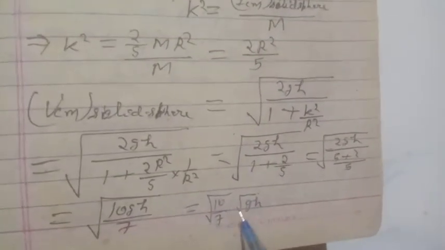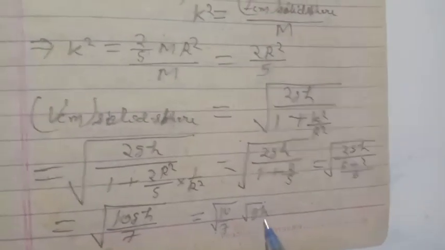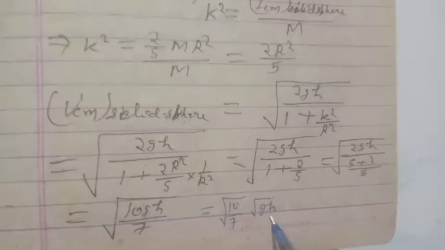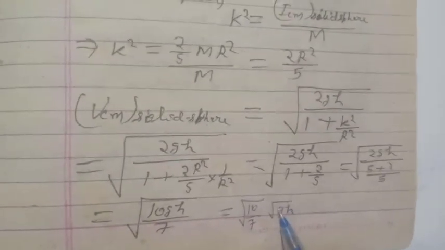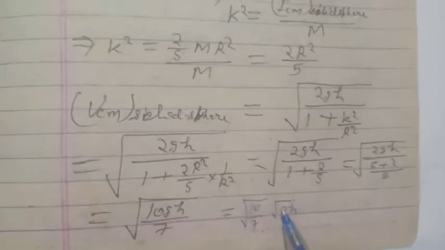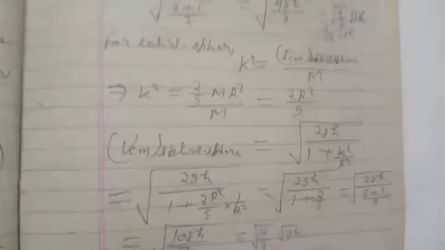Now from these three values we see that this value is maximum. This is the maximum value for the velocity of the center of mass. So a spherical body will have the maximum velocity at point B.